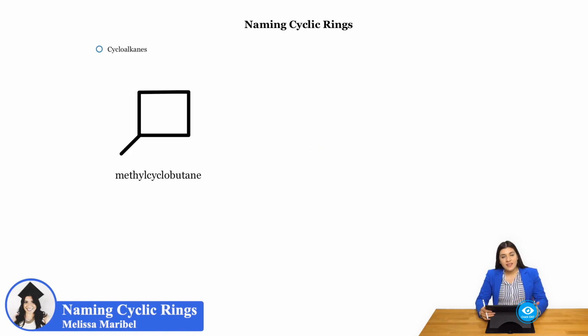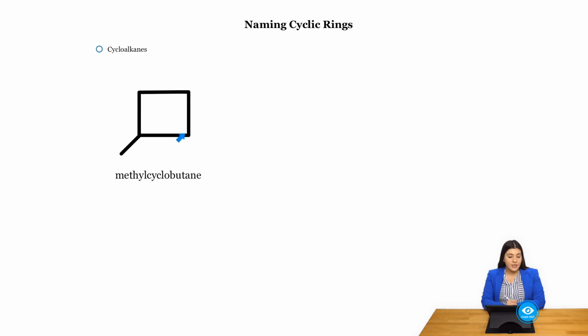Now we're naming cyclic rings. So for naming cyclic rings, specifically, let's start off with our cycloalkanes. Remember, all that means is that we have a cyclic ring and everything has a single bond. So if we had something like this, I would just look at the cyclic ring and identify the longest carbon chain within that cyclic ring.